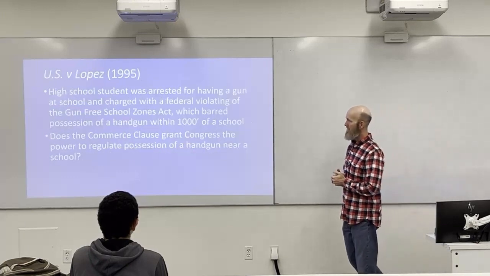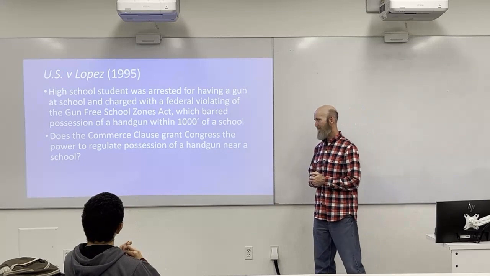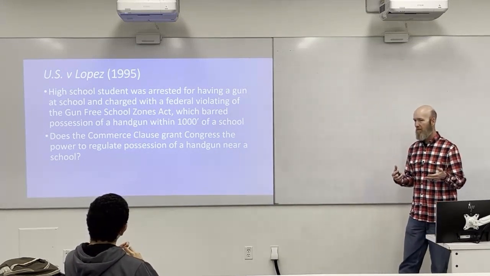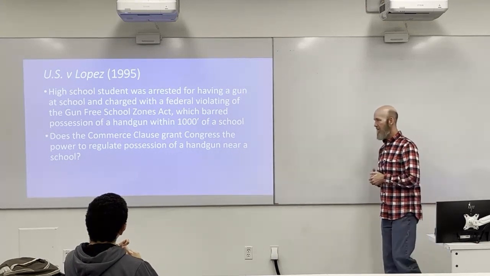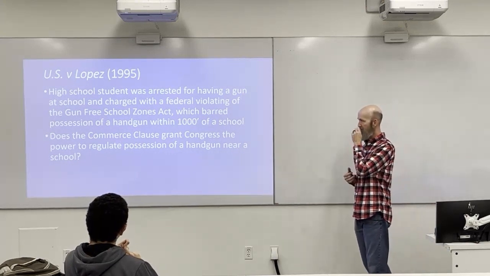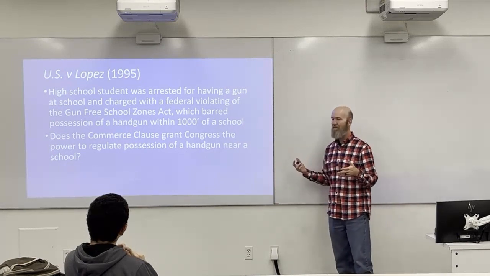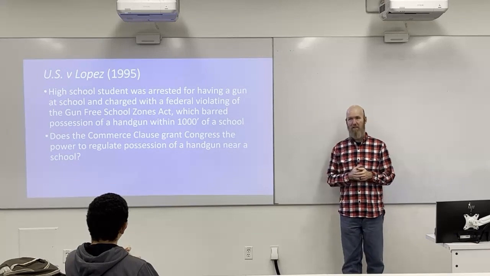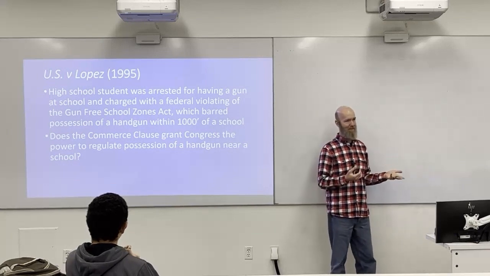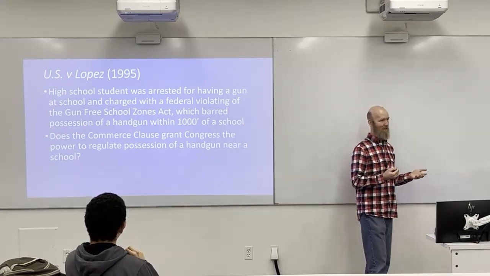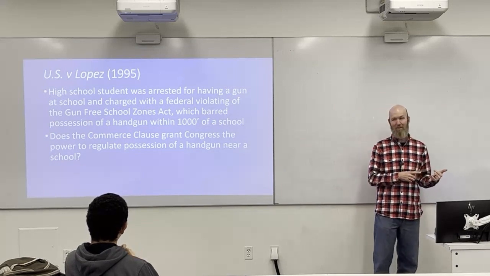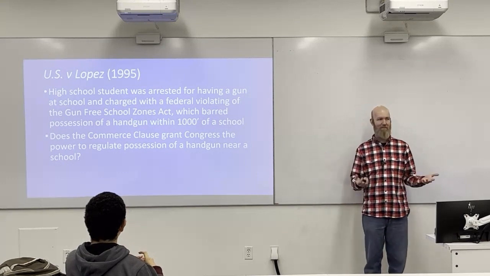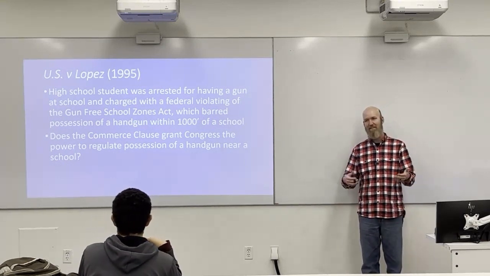U.S. v. Lopez, 1995. A high school student named Lopez was arrested for having a gun at school. There was a 1990 law called the Gun-Free Zones Act, in which Congress banned having a handgun within 1,000 feet of a school. Congress claimed that the Commerce Clause gives them the power to do this. The Commerce Clause gives Congress the power to regulate trade that crosses state lines. I think, well, this is someone having a gun within 1,000 feet of a school. What does it have to do with trade crossing state lines?